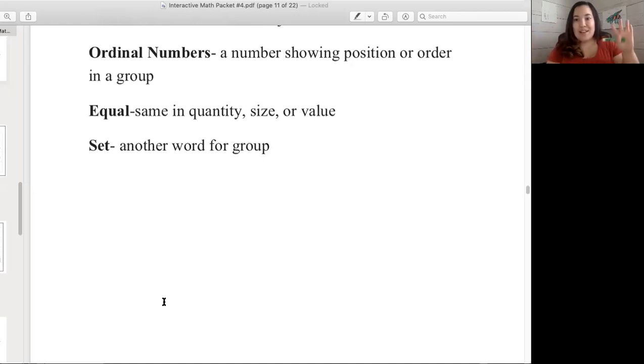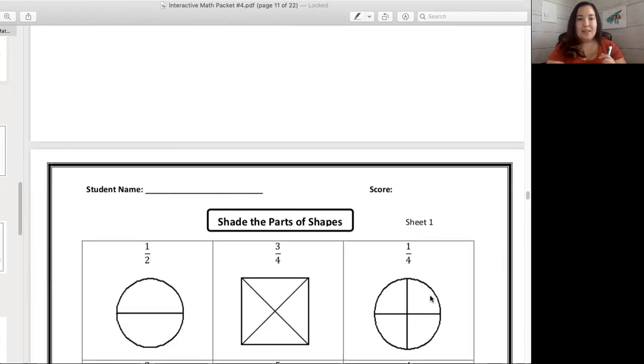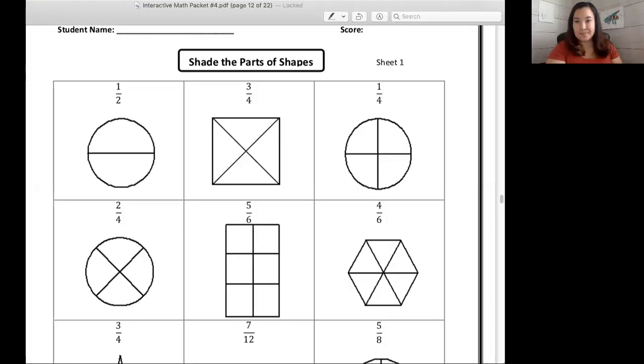All right, so let's move on to the remainder of our packet. Give me one moment. Okay, so we should be on this page. This is going to tell us to shade the parts of shapes. So they have their shapes given for you, and we just need to go through and shade however many parts they have given us.